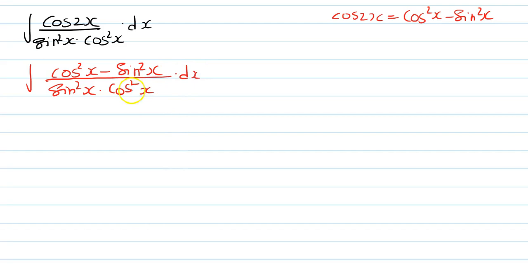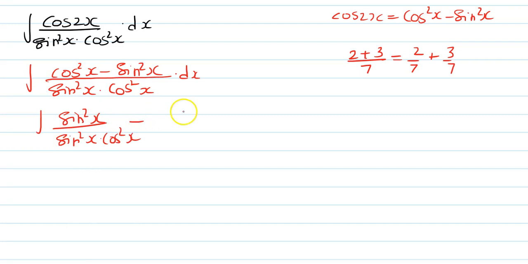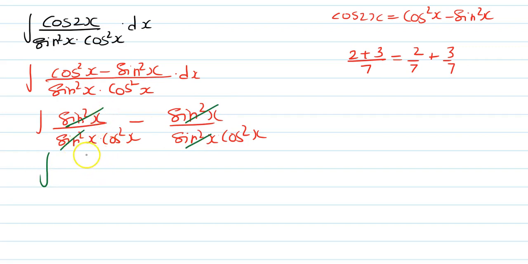Okay, so same thing we are going to do like in the previous example: 2 plus 3 over 7, then we can write 2 over 7 and 3 over 7. So here we can write cos square x over sin square x dot cos square x minus sin square x over sin square x dot cos square x. Okay, so sin square x is cancelled out, and we are left with 1 over sin square x.